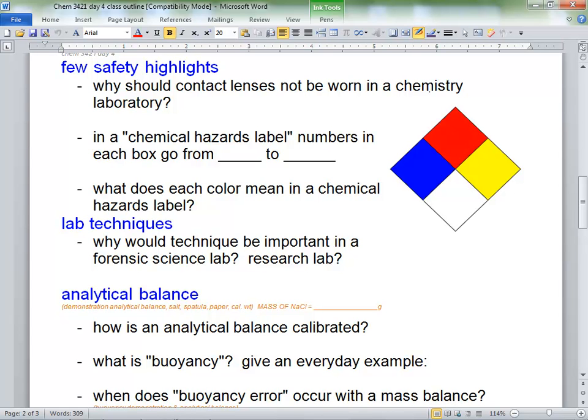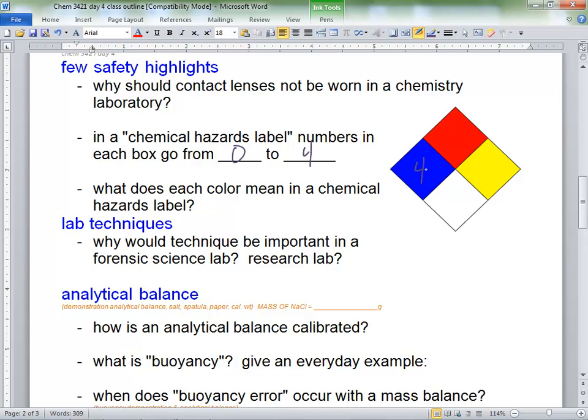Anyway, these numbers go from what to what in this chemical hazards label? That's what I thought. The book says 0 through 3. So I thought the top number was 3, but that label had a 4 on it. So I think it goes from 0 to 4. Now, what does each color represent? Is 0 to 4 the right answer? I say 0 to 4. Okay. Because that's what that label said.